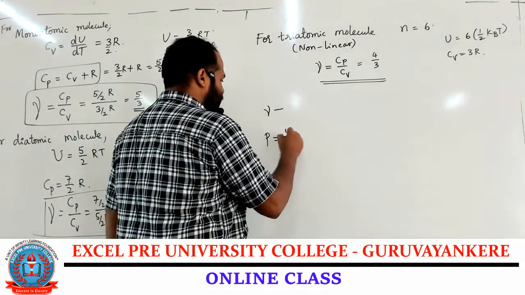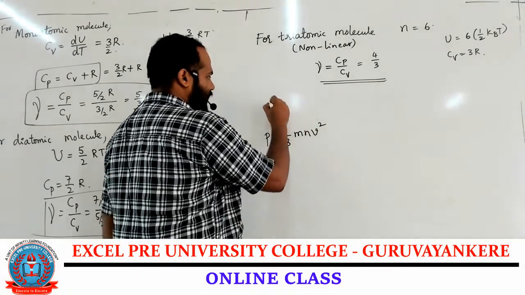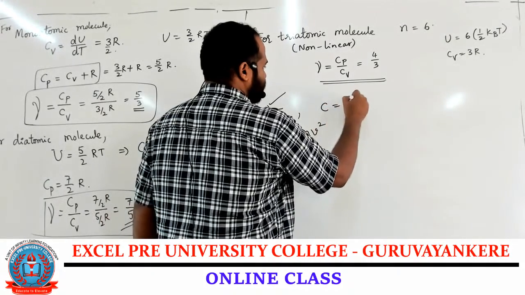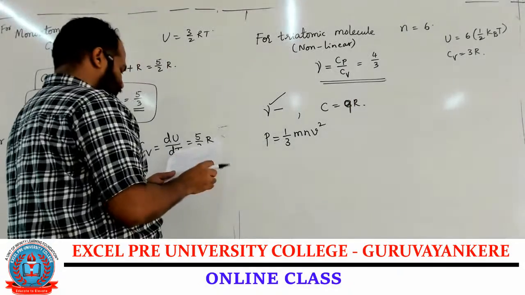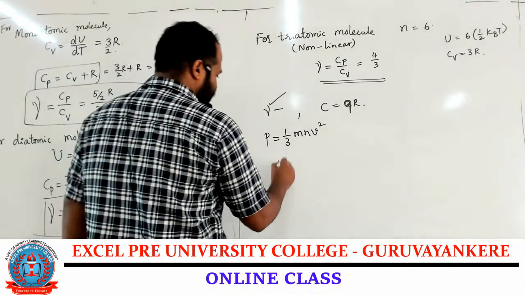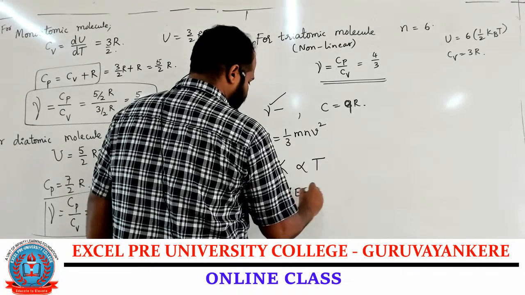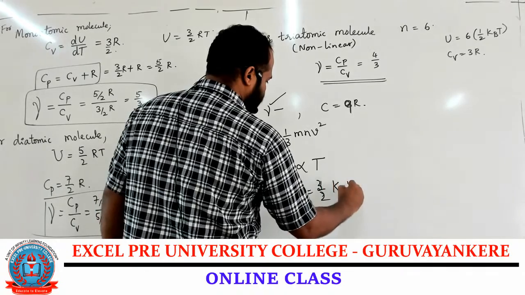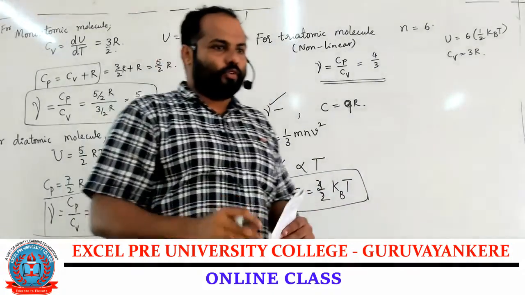Gamma values for diatomic, triatomic and monoatomic. Pressure equal to 1 by 3 mnv square, that formula. Then the specific heat of water is 9R, just now we have proved 9R. Then kinetic energy is always proportional to temperature, because kinetic energy is 3 by 2 kBT for any one molecule.